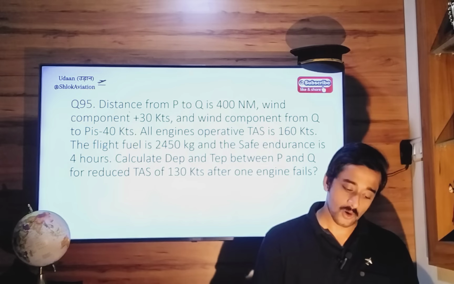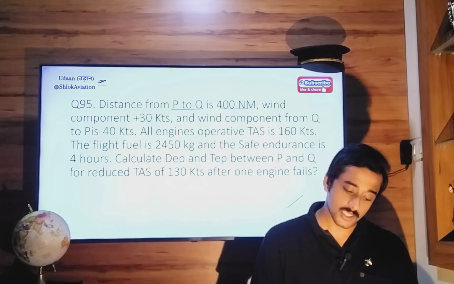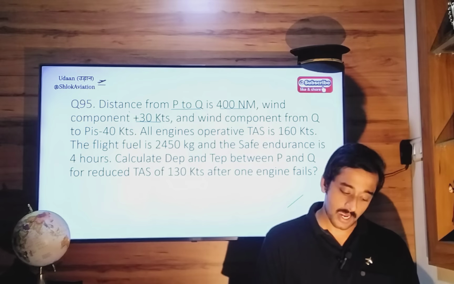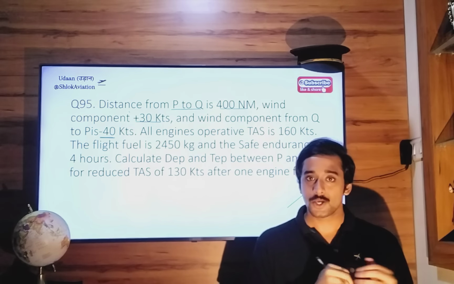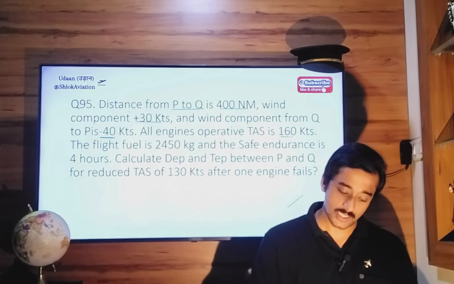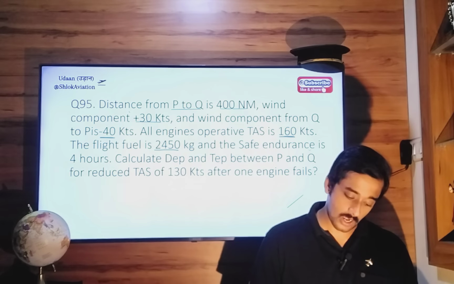Next, distance from departure to destination is 400 miles. Wind component plus 30 knots, and wind component from destination back to departure is minus 40. Means coming back home, you are getting a headwind of 40 knots. All engines operative TAS is 160. Flight fuel 2450. Endurance 4 hours.